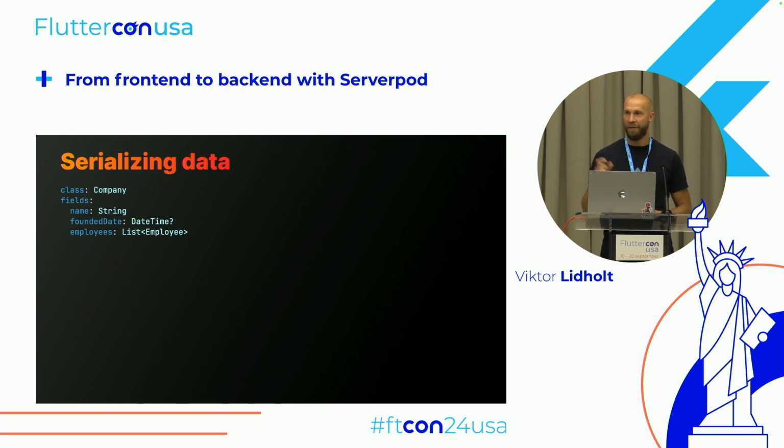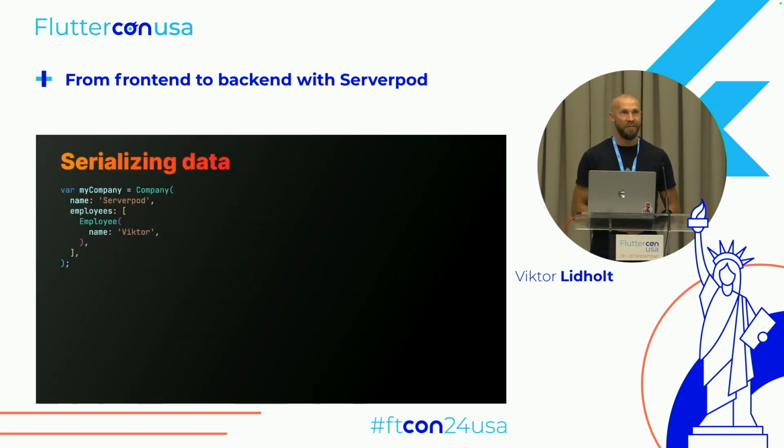So this is an example of a simple model with a company. You first define the class and the name of the class, and then the fields. So here we have a name that is a string, foundedDate, a DateTime. It works with nullability, and you can even have lists or maps. They just need to be typed. We support all the types supported by Serverpod. So here we have another model that's Employee, for instance, so we can return a list of employees.